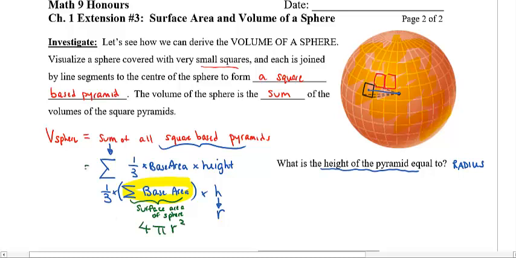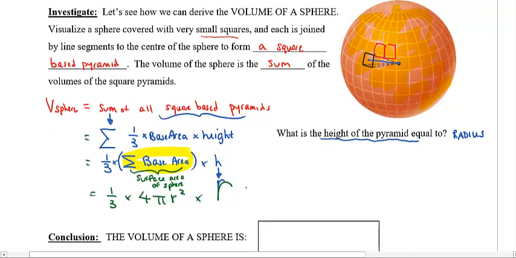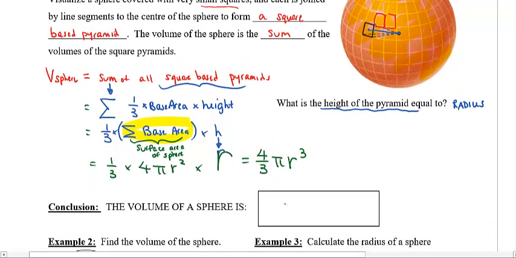So notice that our formula now becomes 1/3 times 4 pi r squared times r. And if I were to put that together, 4 times a third is 4/3, pi, r squared times r is r cubed. So therefore now we have the formula for the volume of the sphere. It's 4/3 pi r cubed. Ta-da!